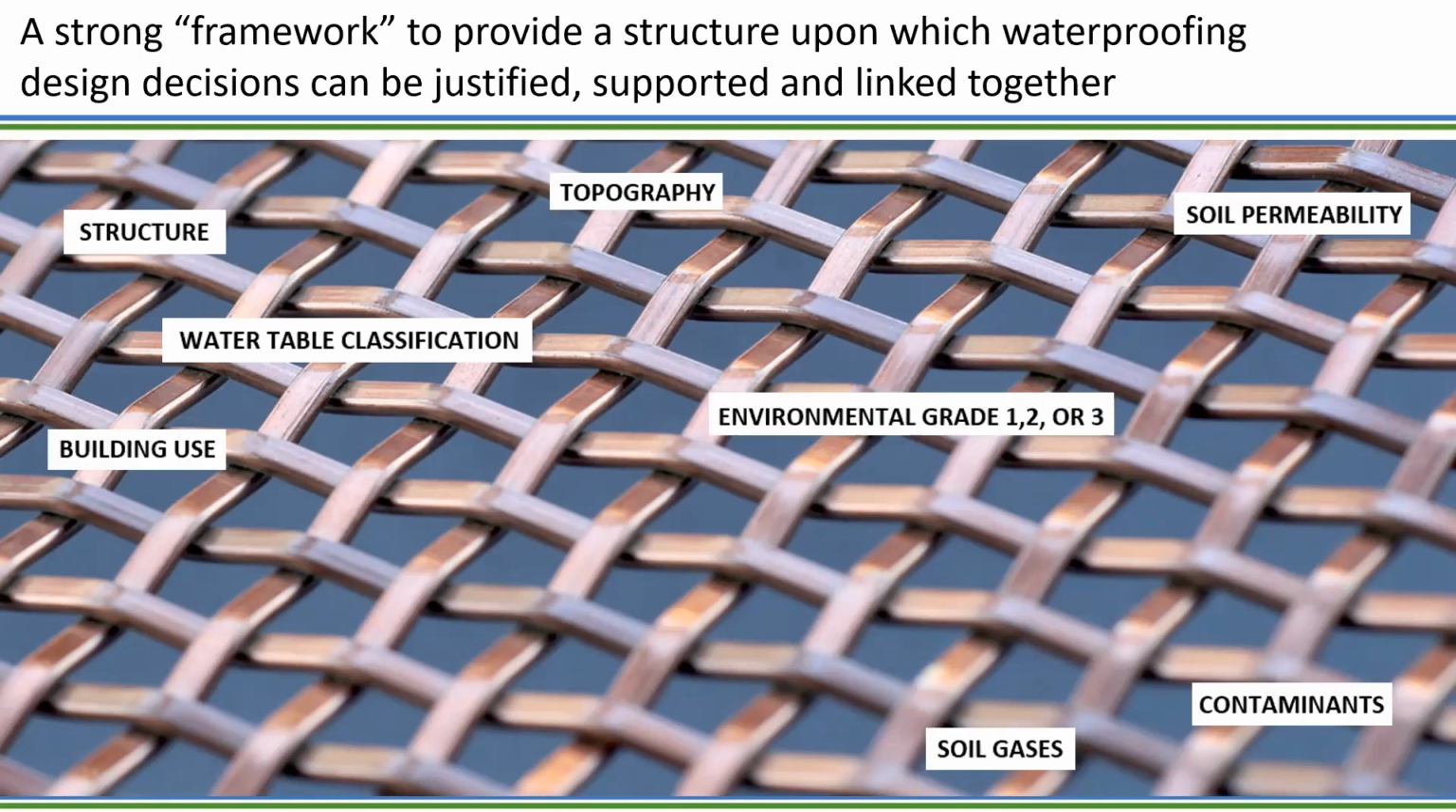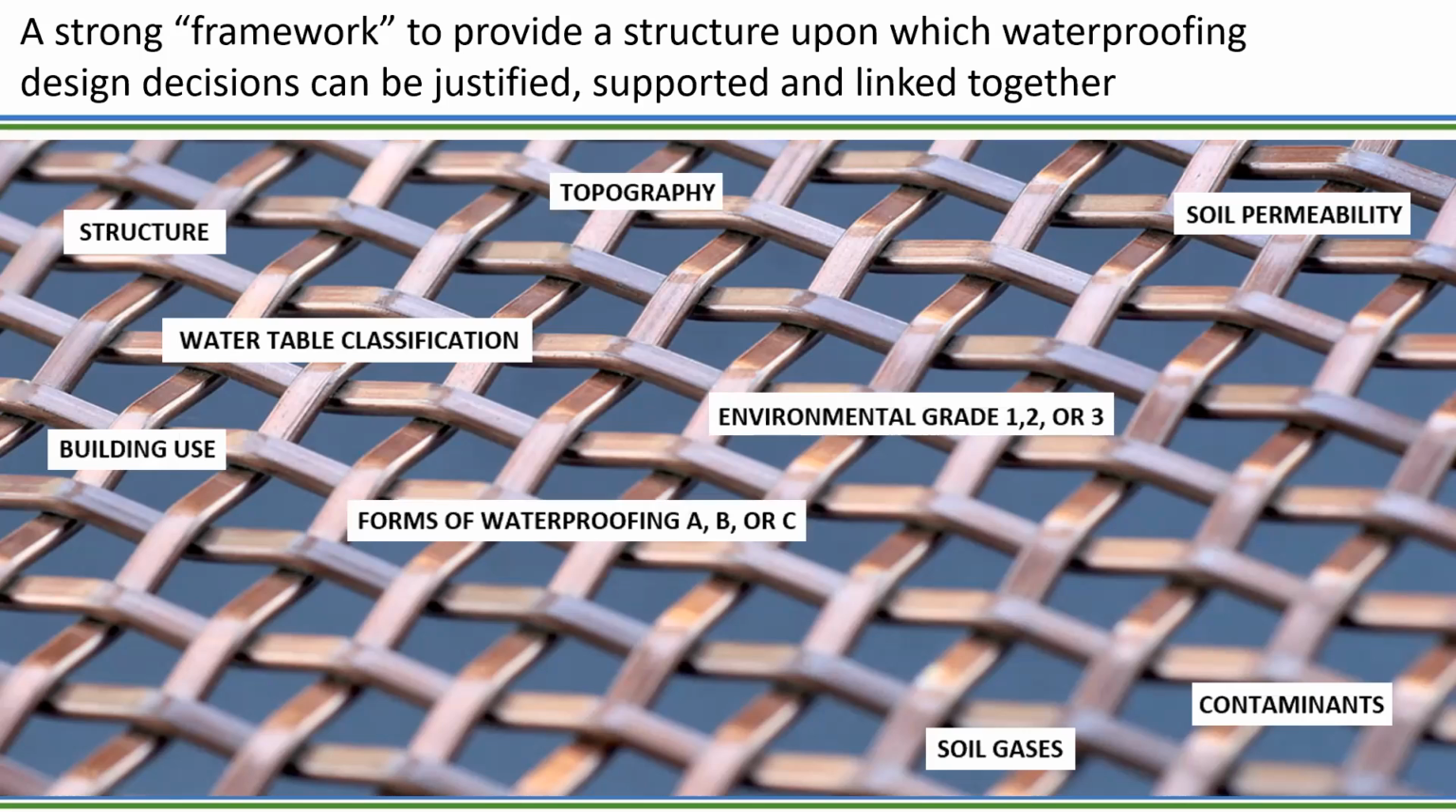So I need to think about building use. Environmental grades 1, 2 or 3. Grade 1, generally a car park where seepage may be tolerable. Grade 2, a plant room where those damp patches may be okay and not affect the use. Or is it grade 3? Is it an occupied environment like I'm in now? And what are the implications of any failures or water ingress into that? So I need to think about that as well.